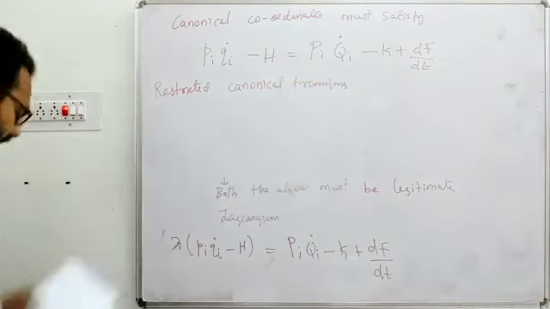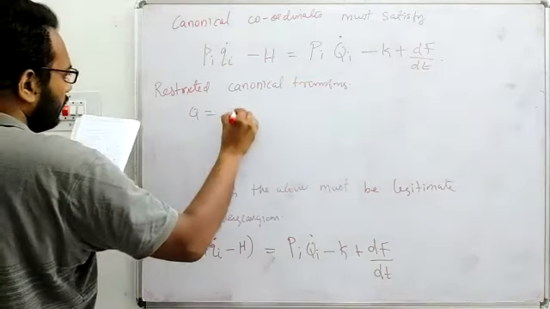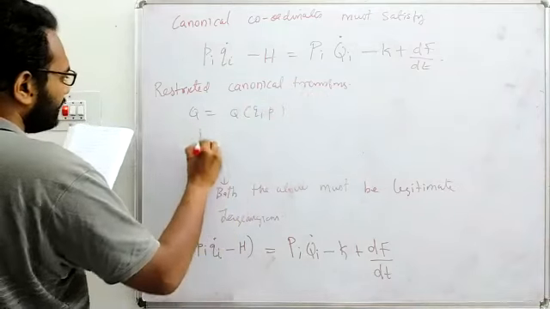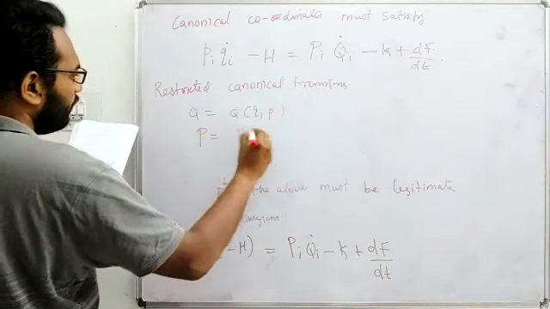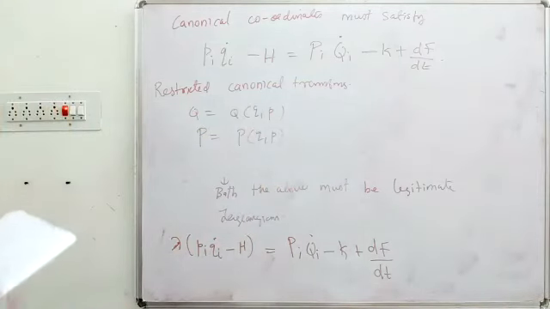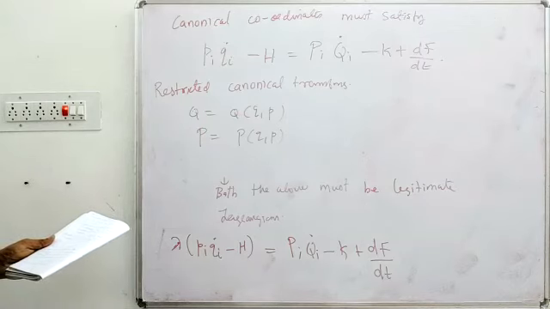Restricted canonical transformations means the transformation equations, capital Q will be Q of small q comma small p, there is no explicit time dependence, and capital P is equal to P of small q comma small p. If there is no explicit time dependence, then we call them the restricted canonical transformations, and we'll be dealing with restricted canonical transformations for most of it.